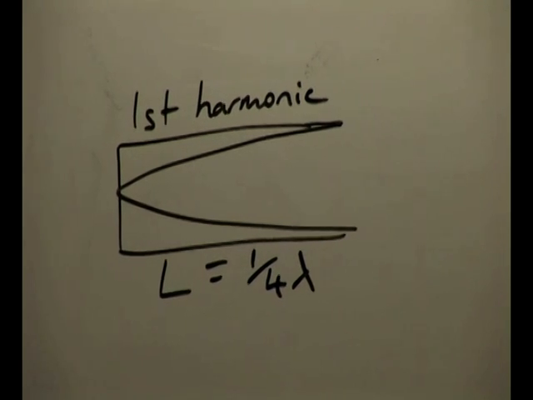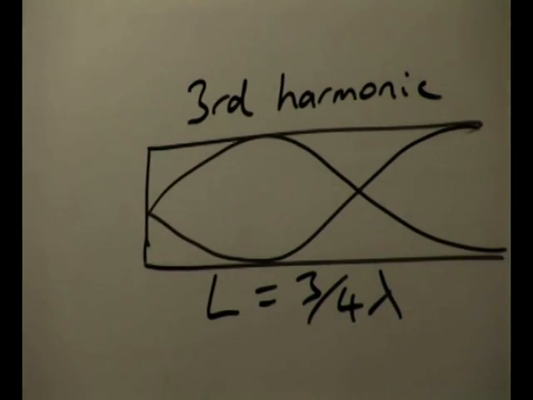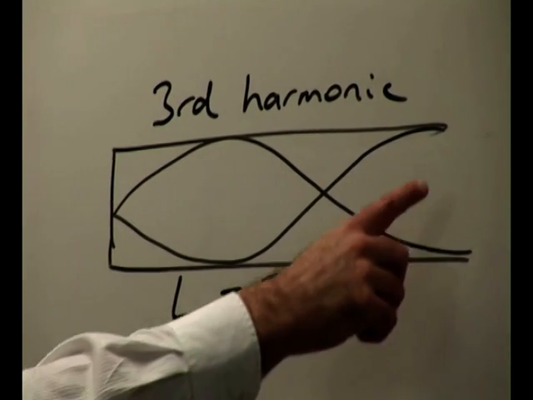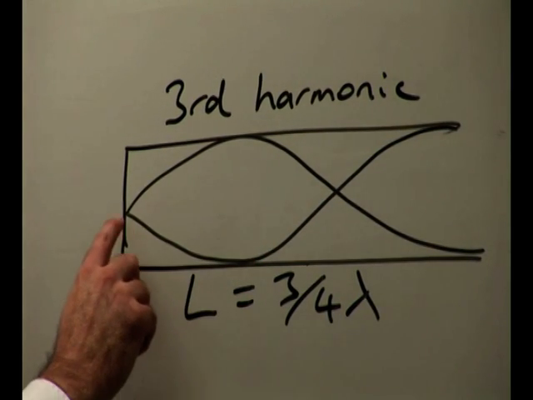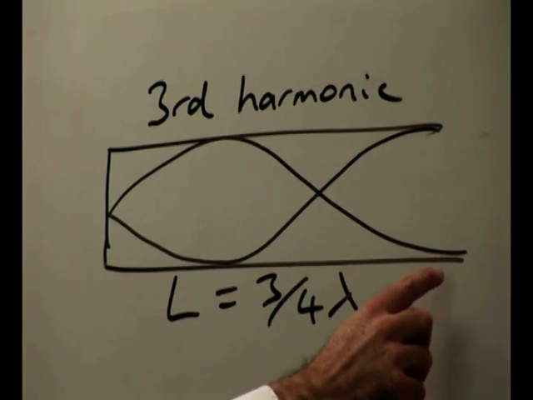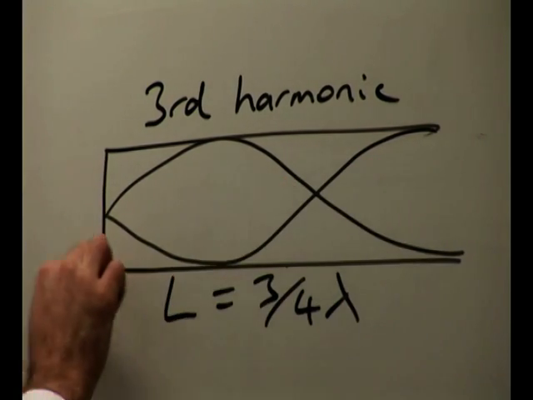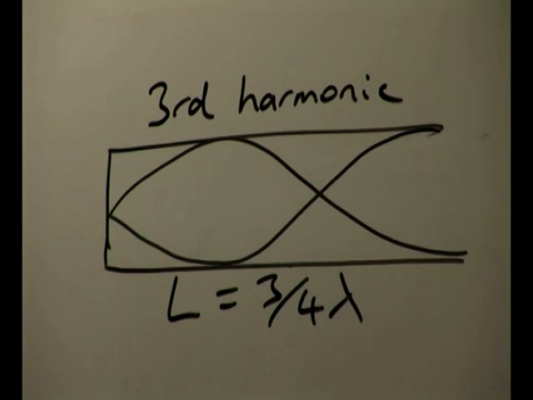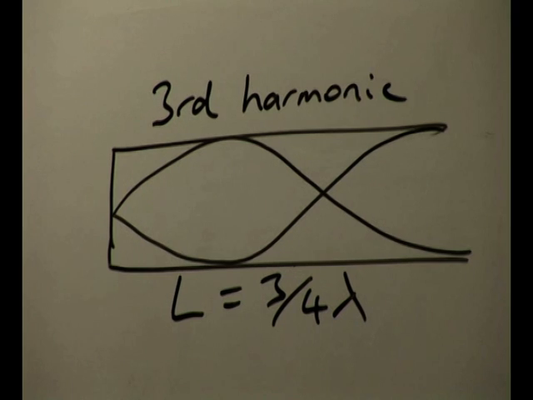Now, if we look at the third harmonic, by the time the wave enters the tube, comes down, and reflects off the bottom, effectively inside the tube you've had 1.5 total wavelengths, which means that the length of the tube is half of that, so that would be 3/4 of a wavelength.